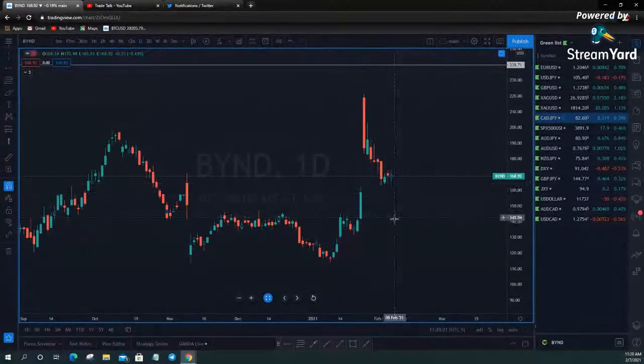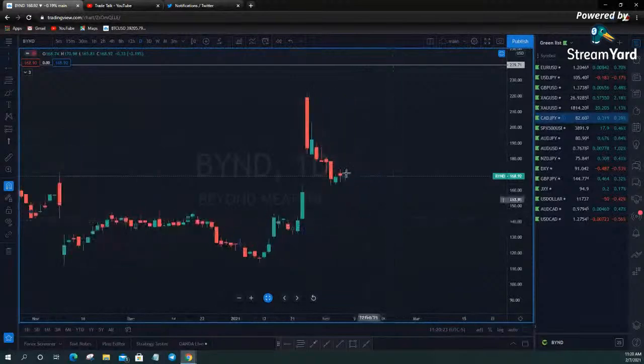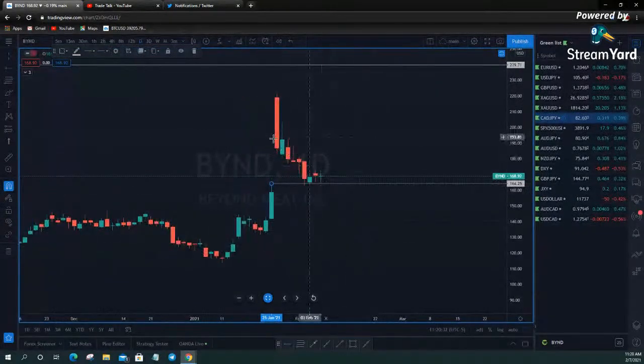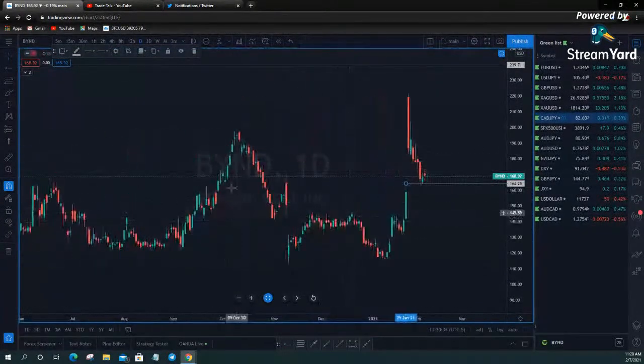You look like you have tried to close the gap, which is constructive as all get out, my man. So look for this area to hold as support. All right. Beyond Meat has been trading sideways. I guess you could call this box sideways.